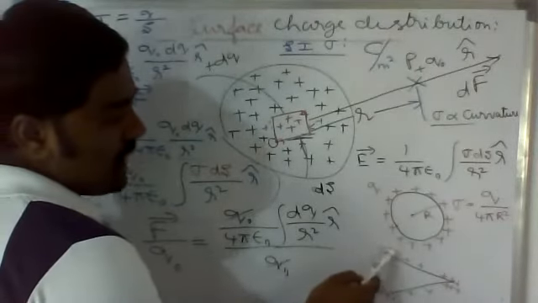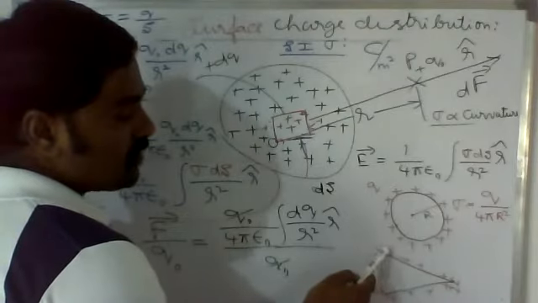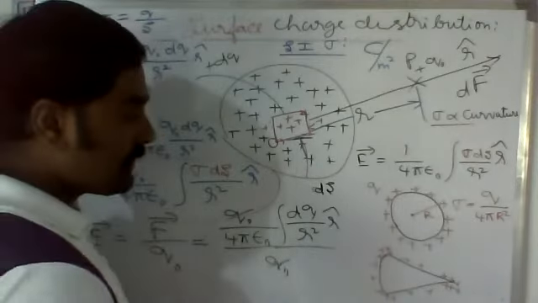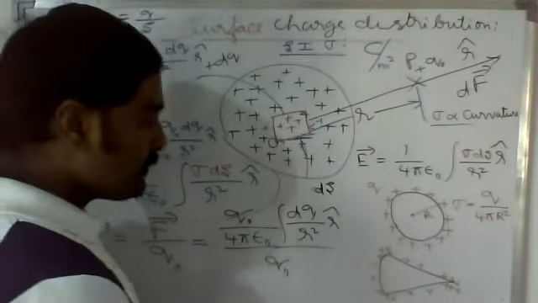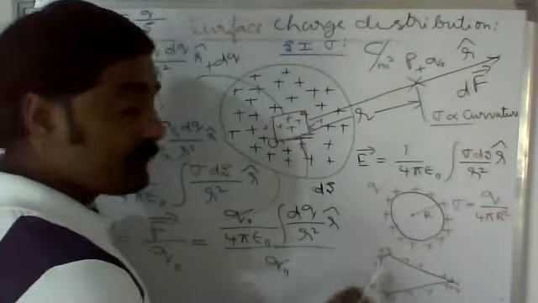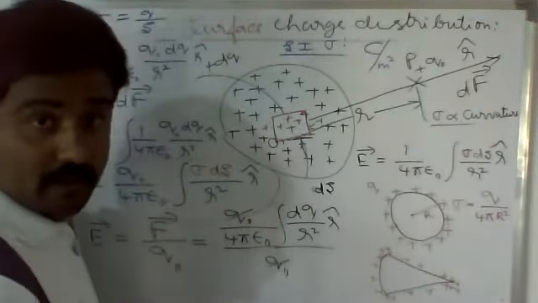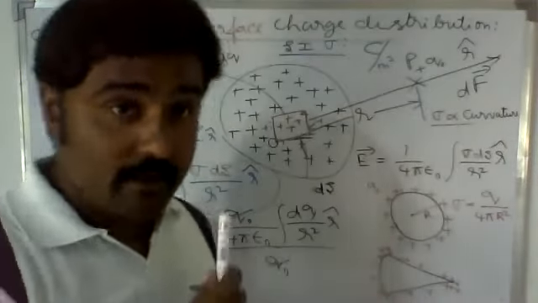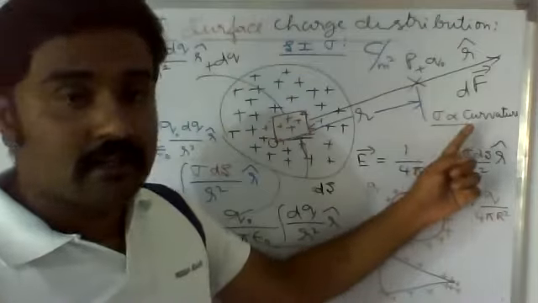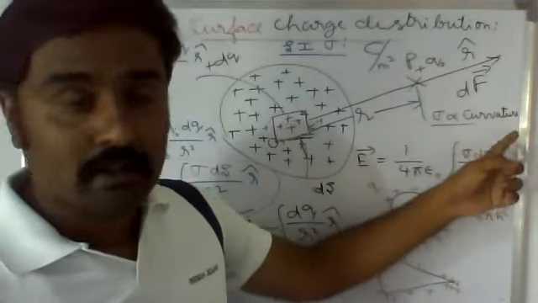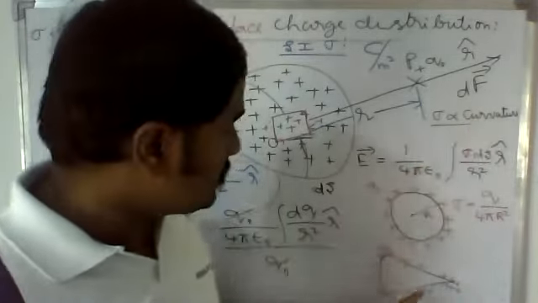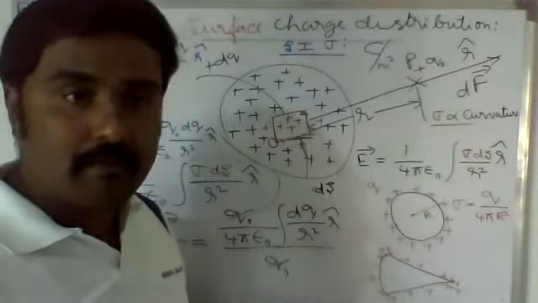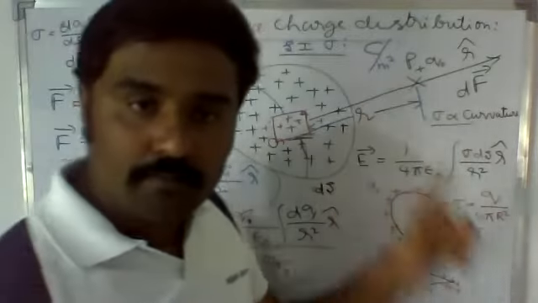The curvature is maximum. Surface charge contained per unit area is also maximum. Surface charge density is also maximum. If the curvature is minimum, surface charge density is also minimum. So how does the surface charge density depend on the curvature? Surface charge density is directly proportional to curvature. If the curvature is maximum, surface charge density is maximum. If the curvature is minimum, surface charge density is also minimum.